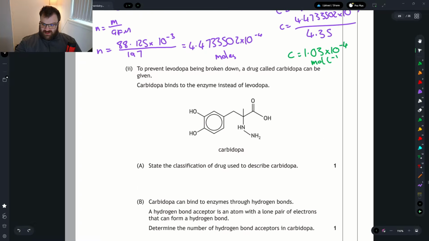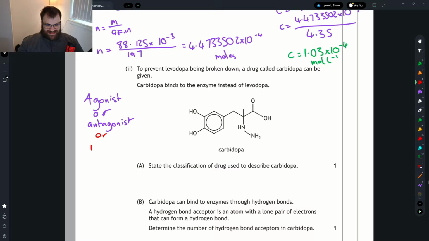Next up, we're talking about classifications of drugs. This will typically be your agonist or antagonist to prevent something from being broken down. So an agonist mimics the natural substance, not doing that. Antagonist blocks the receptor. So it's actually not either of those two. It is stopping an enzyme from working. So it's inhibiting the enzyme.